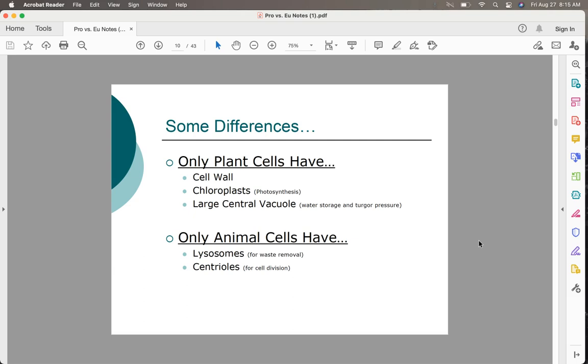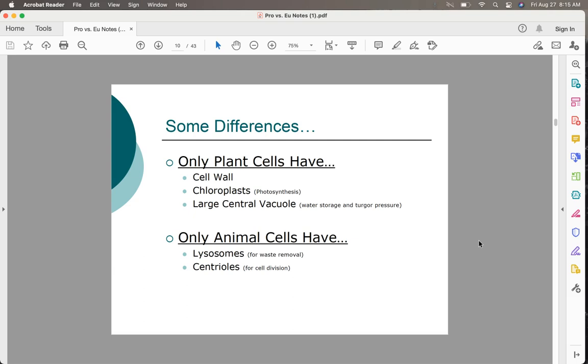They have chloroplasts, and chloroplasts contain a pigment that usually makes plants green. And that's where photosynthesis happens. You know that we as animals do not do photosynthesis, but plants do photosynthesis. That's how they make their own food, and chloroplast is where that magic happens.